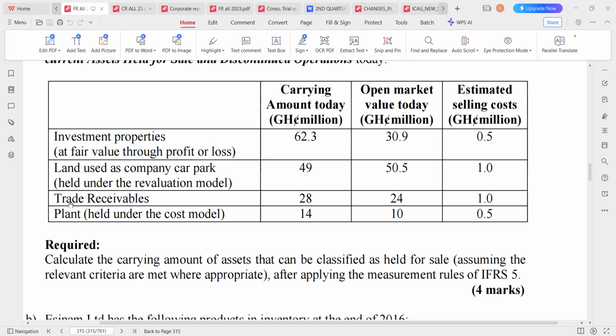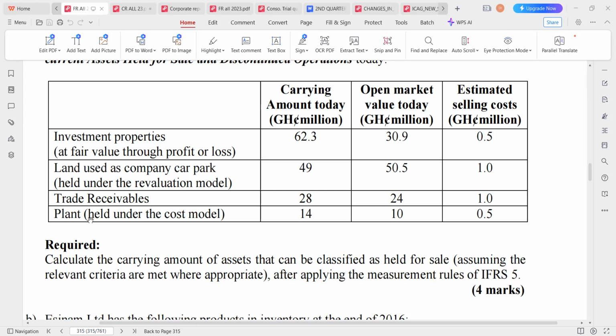Please, trade receivable, can you classify them as held for sale? No. Never. Why? Current assets. Have you seen? So already, two things are off the table. True.